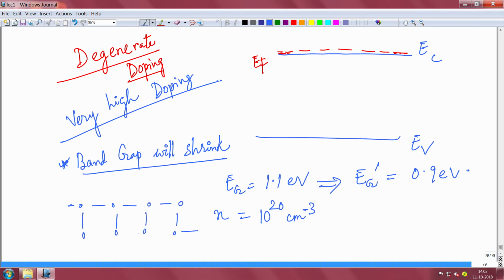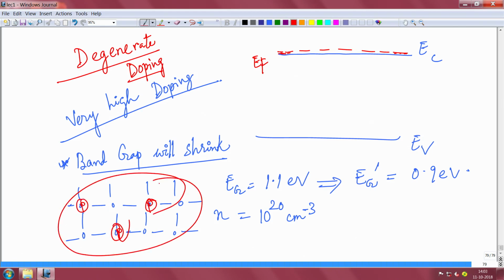And when you dope, it's actually like 1 in a million. So out of 1 million silicon atoms, only one will be replaced by, say, phosphorus. But if you dope very high, then there will be more phosphorus. So what happens is that the periodicity is sort of distorted, and that also affects the band gap. So you have things like band tails, which means the distribution actually extends below that band gap also.